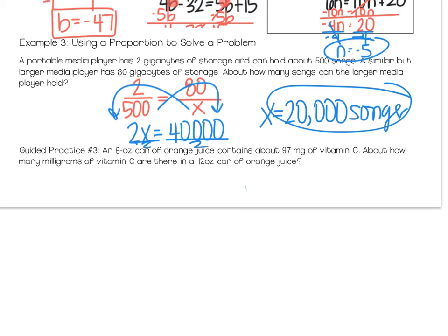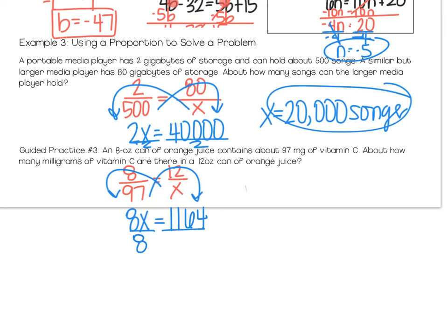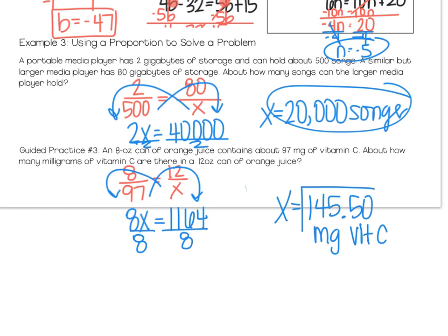Guided practice number 3. An 8-ounce can of orange juice contains about 97 milligrams of vitamin C. So 8 ounces contains 97 milligrams. How many milligrams does a 12-ounce can hold? So we're going to do cross products, and we get 8x equals 1164. Then divide both sides by 8, and you get x equals 145.50. So it has 145.5 milligrams of vitamin C.